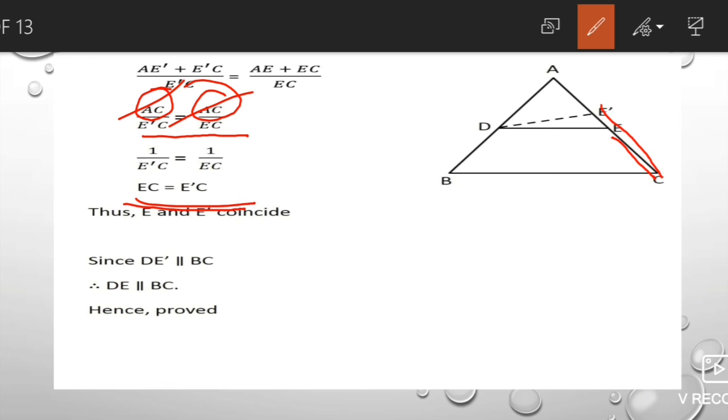When is this condition possible? If E and E dash coincide with each other, right? When E and E dash coincide, then this condition is possible. So since they coincide, and you constructed DE dash in such a way that it is parallel to BC, and you proved that E and E dash coincide, that means this DE is also parallel to BC.